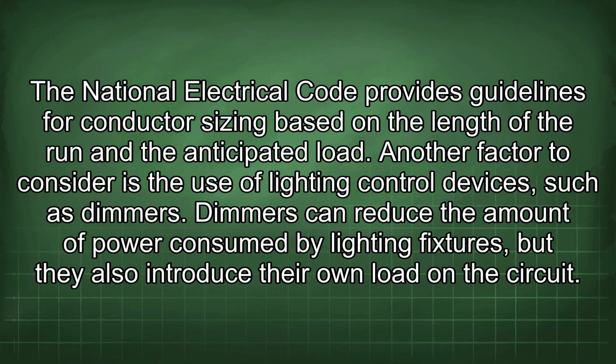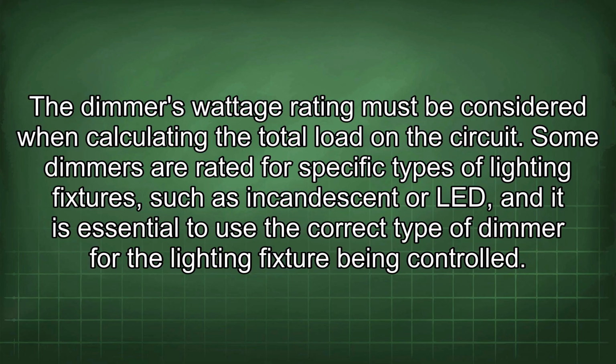Another factor to consider is the use of lighting control devices, such as dimmers. Dimmers can reduce the amount of power consumed by lighting fixtures, but they also introduce their own load on the circuit. The dimmer's wattage rating must be considered when calculating the total load in the circuit. Some dimmers are rated for specific types of lighting fixtures, such as incandescent or LED, and it is essential to use the correct type of dimmer for the lighting fixture being controlled.